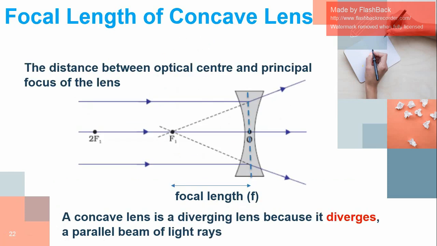So what is the focal length of a concave lens? It is the distance between the optical center, here O, and the principal focus of the lens. This is the imaginary or virtual focus. This distance is called the focal length, denoted by the symbol F. All the parallel rays diverge, so it is called a diverging lens because it diverges a parallel beam of rays.